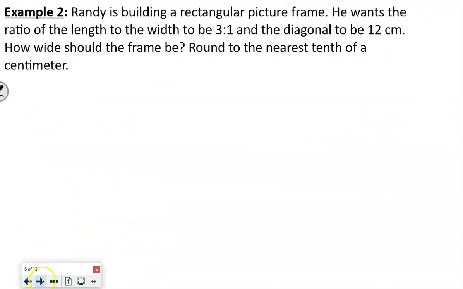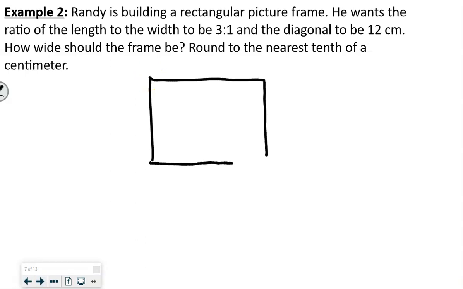Okay? All right, the next one says Randy's building a rectangular picture frame. So I'm going to draw a rectangle here. He wants the ratio of the length to the width to be 3 to 1, and the diagonal to be 12 centimeters. So if it's 3 to 1, then again, length to width. So this would be length and this would be width, right? So my length would be equal to 3 times x, and my width would just be equal to x, right?